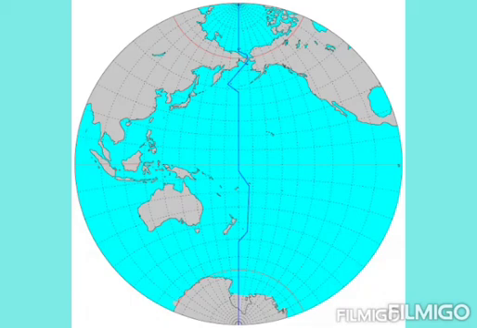Next we see the international date line. The 180 degree line of longitude has been fixed as the international date line, drawn on the Pacific Ocean between Alaska and Russia through the Bering Strait. If a person crosses this line from the west to east, he loses a day. On the other hand, when he crosses from the east to west, he gains a day.